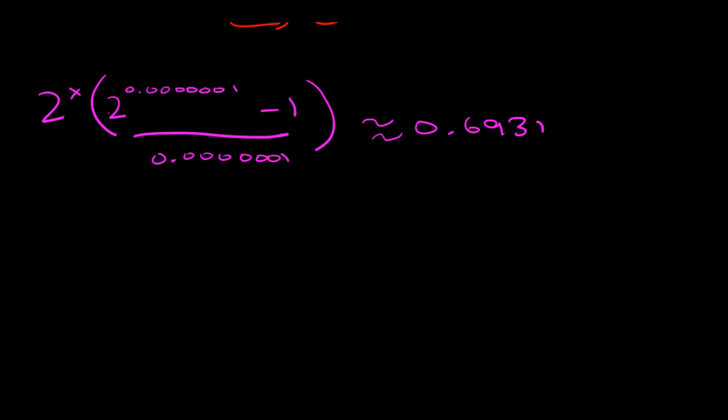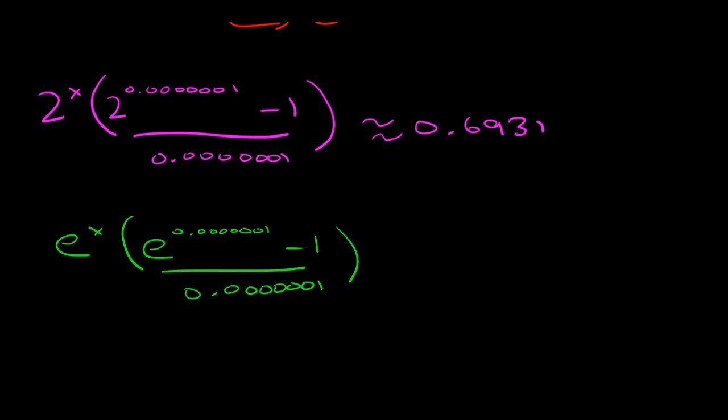Say instead of 2, we have e. This is just e to the power x times (e to the power 0.000001 minus 1) over 0.000001. Well, this right side of the expression is somewhere near 1. It approaches 1. The smaller dx is, the closer this gets to 1.